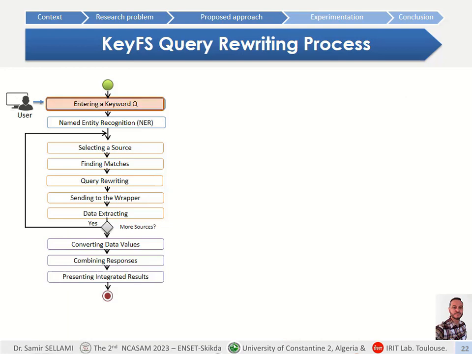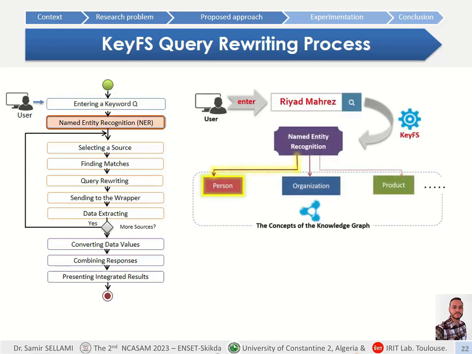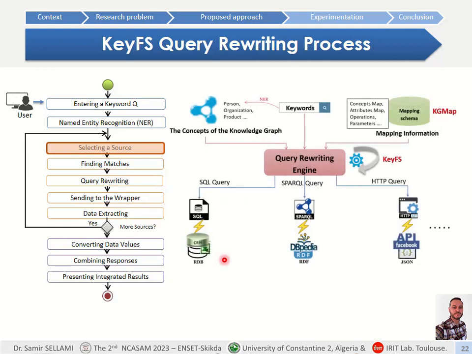First, the interface accepts a simple keyword as an input to allow non-expert users to perform simple queries and benefit from the service provided. Then KFS applies named entity recognition on the entered keywords by categorizing them into classes of the knowledge graph. For example, if the user enters the keyword of the footballer named Riyad Mahrez, the classifier determines that it's a kind of person. So until now, the system has the keyword that will be recognized in one or more concepts of the knowledge graph and the mapping information in the mapping schema. So using this information, the query rewriting engine determines the relevant sources and proceeds to the creation of different queries.